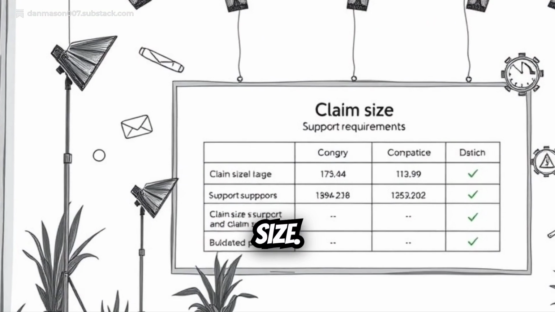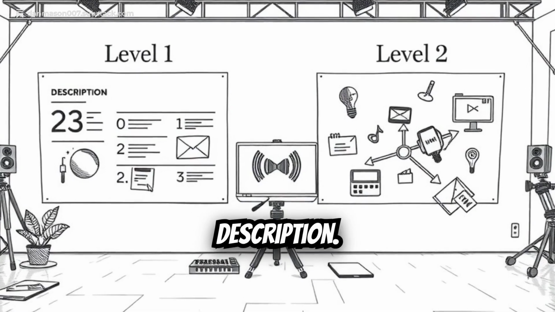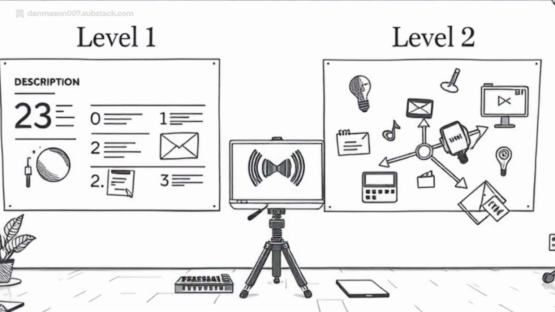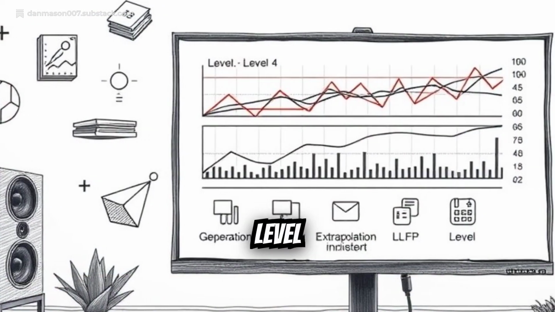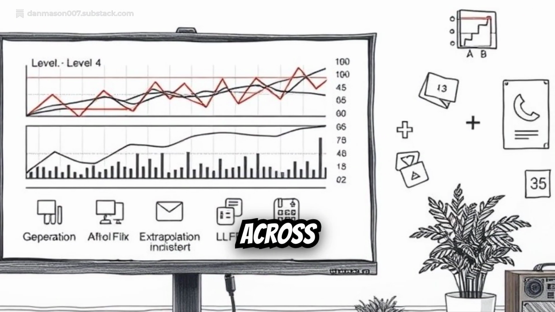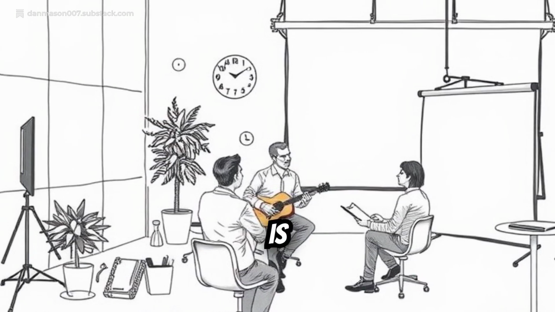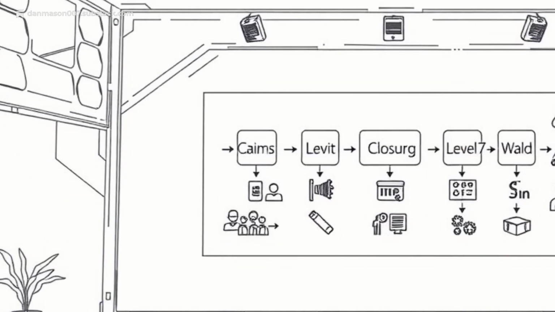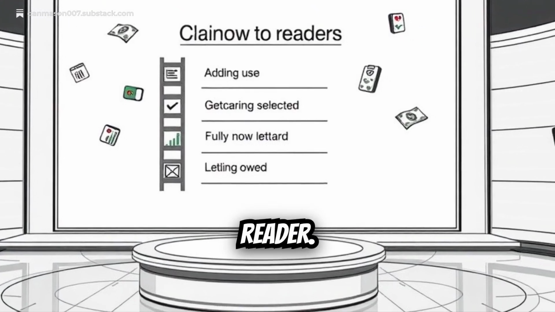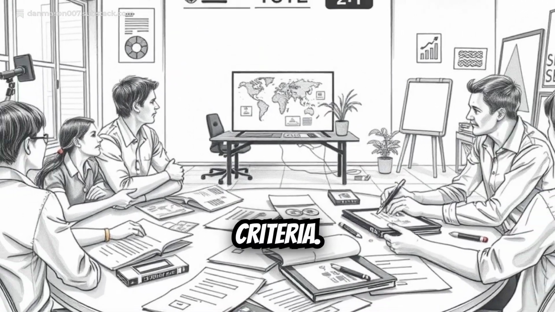Grade claim size. Larger claims demand stronger support. Level 1 is description. Level 2 is correlation. Level 3 is mechanism shown at the same organizational level. Level 4 is extrapolation across levels. Level 5 is sufficiency claim. Level 6 is necessity claim. Level 7 is closure or gatekeeping. The latter states what a claim owes the reader. Higher levels require clearer constraints and failure criteria.